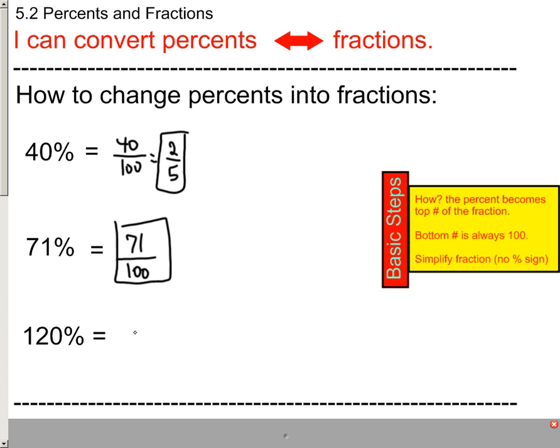And here, 120%, let's put 120 on top. What do we put on bottom? Always 100. And this is where we have to make sure that we simplify it. We're not going to just leave it as an improper fraction. We're going to make it into a mixed number. So 100 goes into 120 one time. We've got 20 left over, and our denominator is 100. We can still simplify this fraction, dividing top and bottom both by 20, and we get 1 and 1/5. 1 and 1/5 symbolizes the same thing as 120%. So that's how we change percents into fractions.